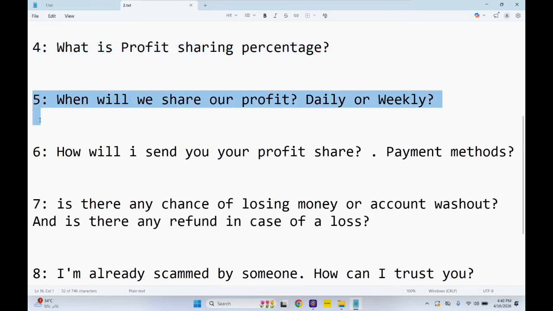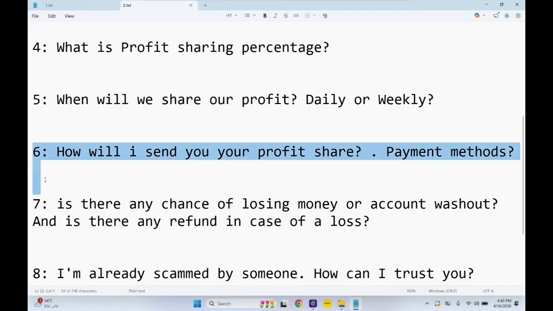So question number 5 is, when will we share our profit, daily or weekly? So guys, profit sharing will be done after every 10% profit. Sometimes we will make 20 to 30% profit in a single day, and sometimes we will have no entry for the whole day. So when we make 10% profit in your account, we will do profit sharing.